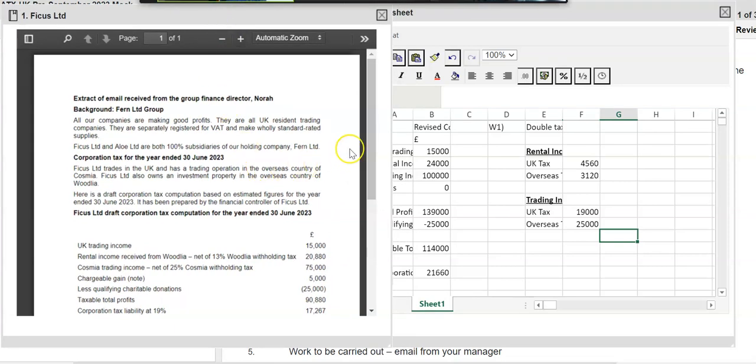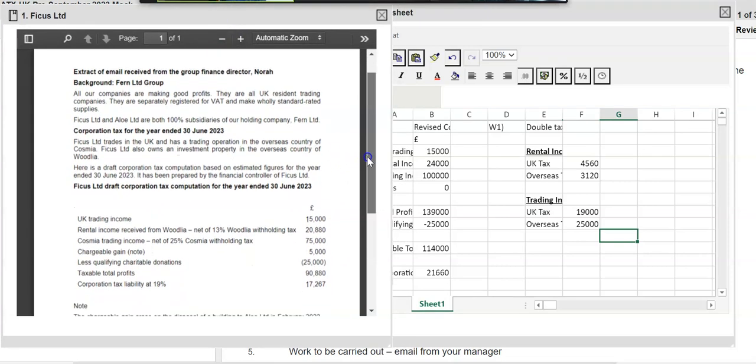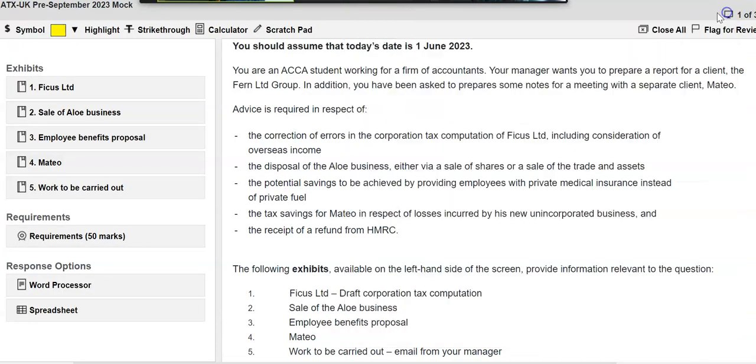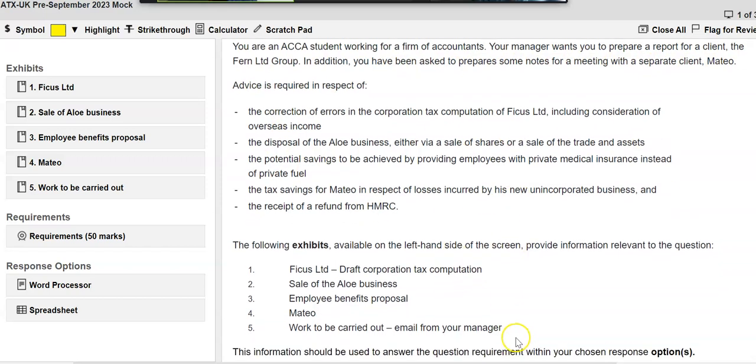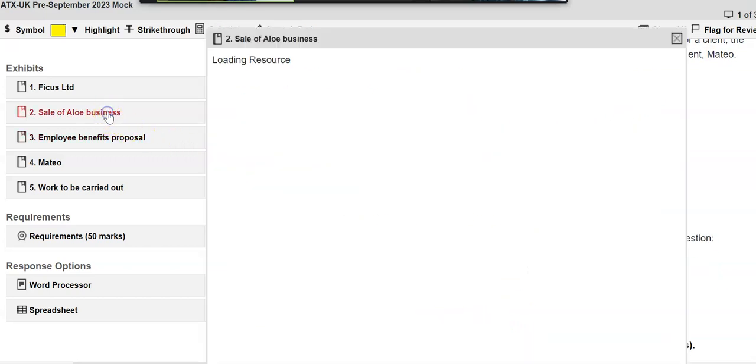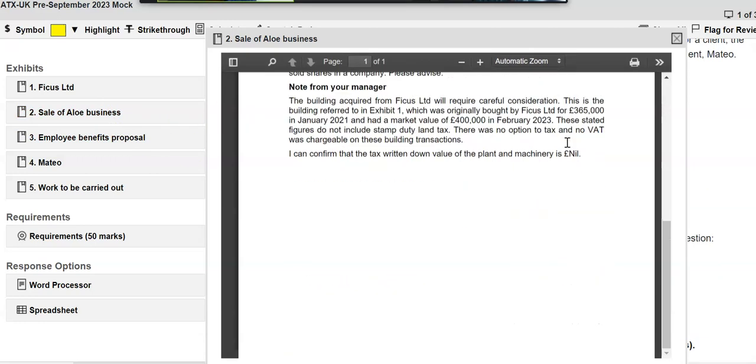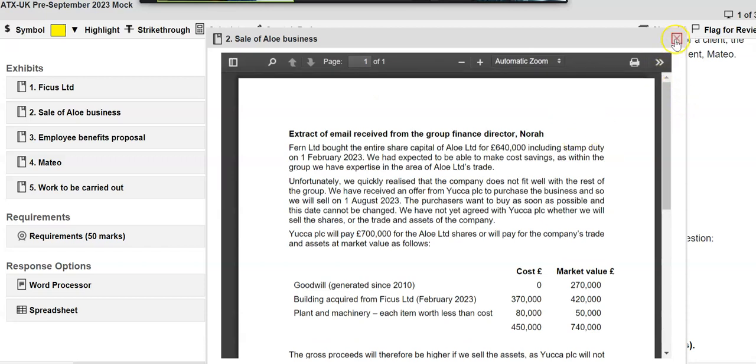Is there any other information? No. Have we read the start part? The information which is given on the front page? Let's also read that so we don't miss something. You are an ACCA student working for the firm of accountants. Your manager wants to prepare a report for the client. The firm, in addition to what you are asked, to prepare meeting notes with a separate client. This is a separate part, right?